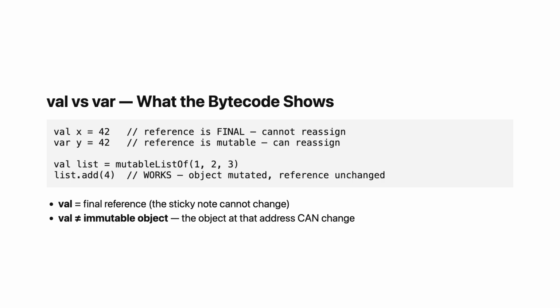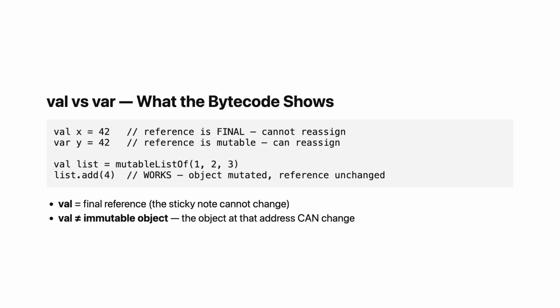The difference is what the compiler allows you to do afterward. Val means the reference cannot be reassigned. The compiler simply refuses to generate bytecode for any reassignment. Var means the compiler will happily generate that reassignment bytecode. But here is the critical distinction.